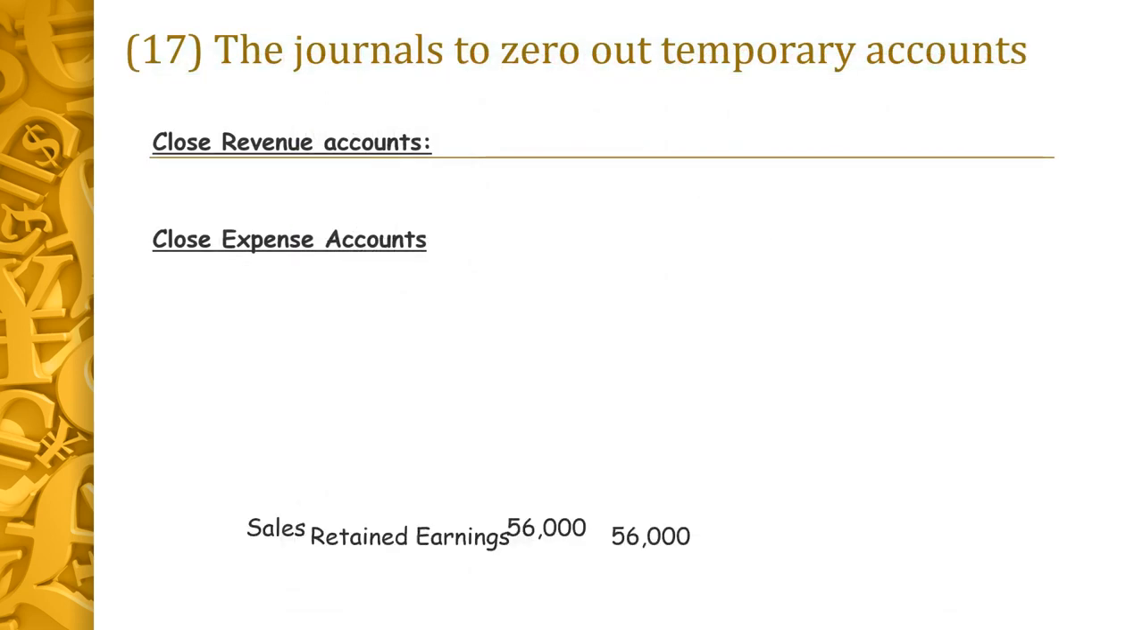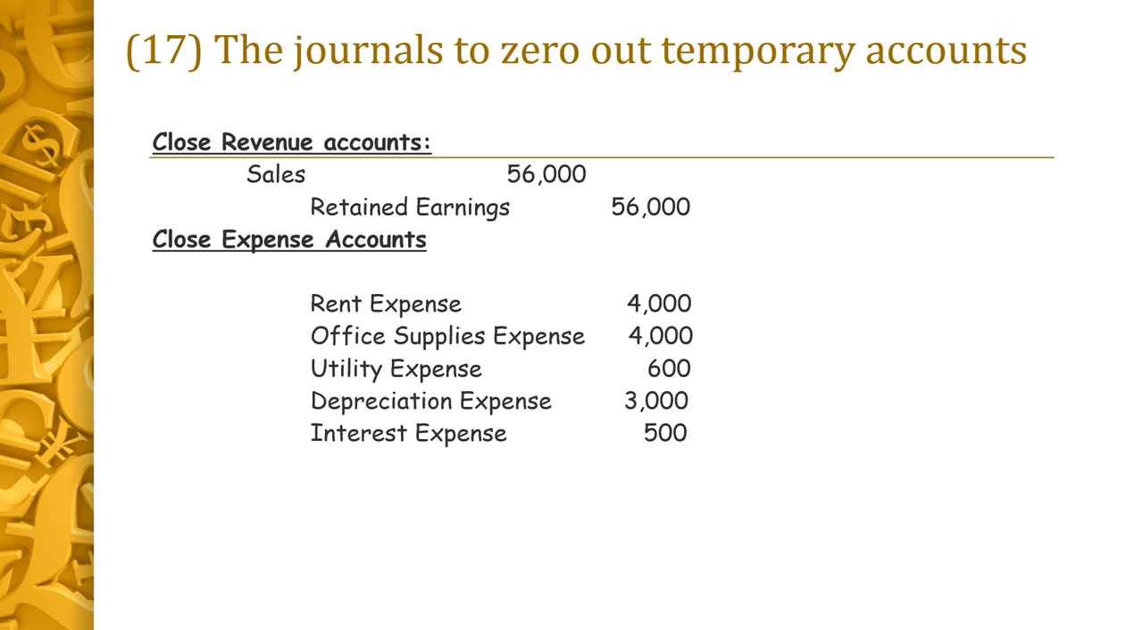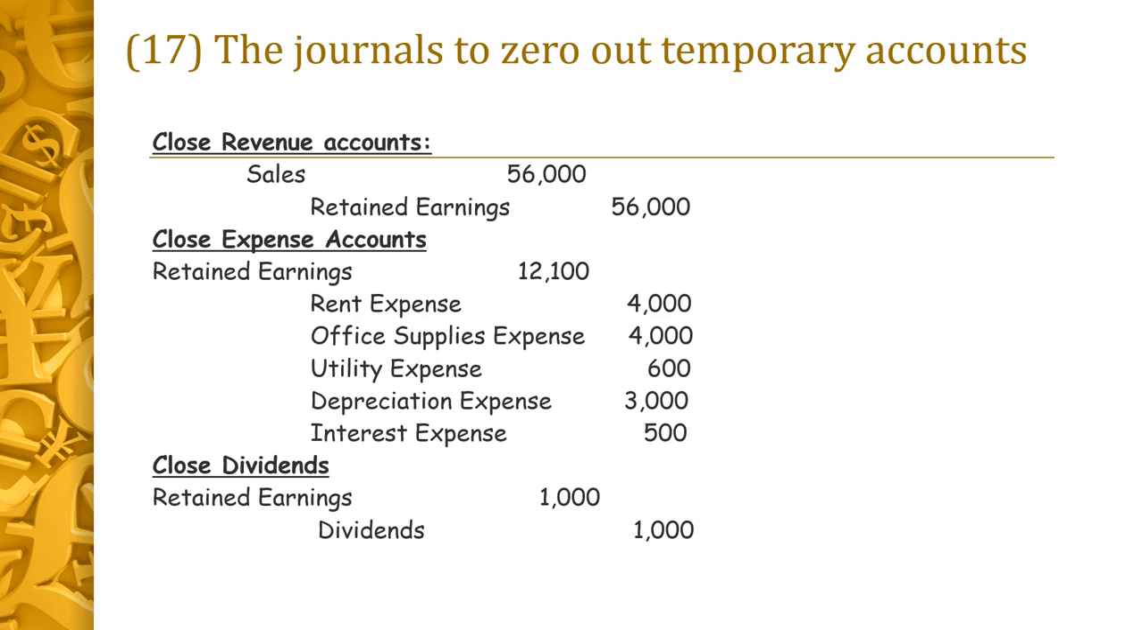So, first we're going to close our revenue accounts. And since sales, we know, has a credit balance, we need to debit sales and credit retained earnings. Expenses, we know they have debit balances, so we have to credit them to zero them out, and then we're going to debit retained earnings. And the last thing we're going to do is close out our dividends.